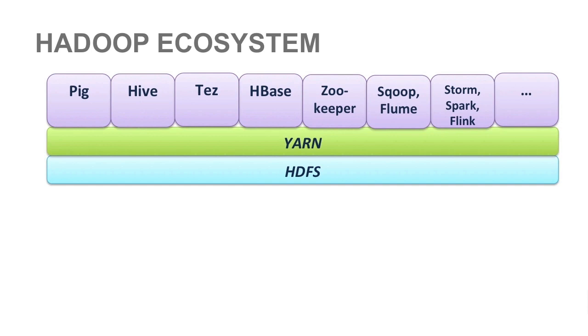There is Tez, which is a new execution engine that provides better performance, mostly by eliminating unnecessary reads and writes on the disk. HBase is a real-time database that runs on top of Hadoop. It provides good performance, dealing with very large volumes of data, and it enables us to deal with updates of various data, something that we know is not directly possible in plain Hadoop.